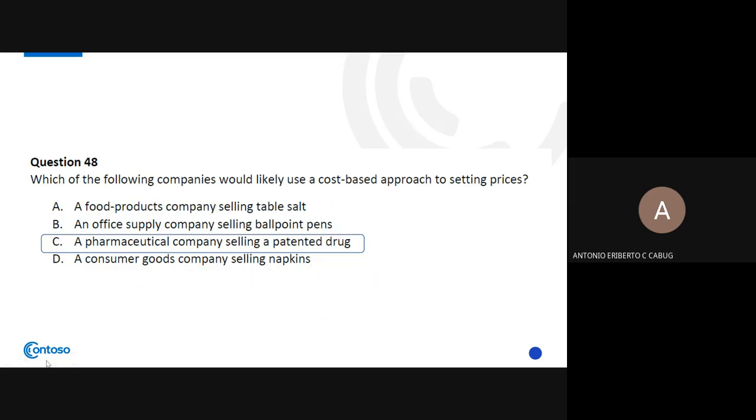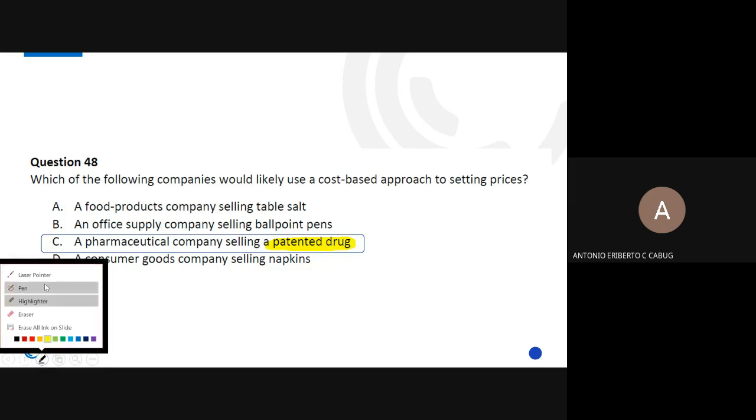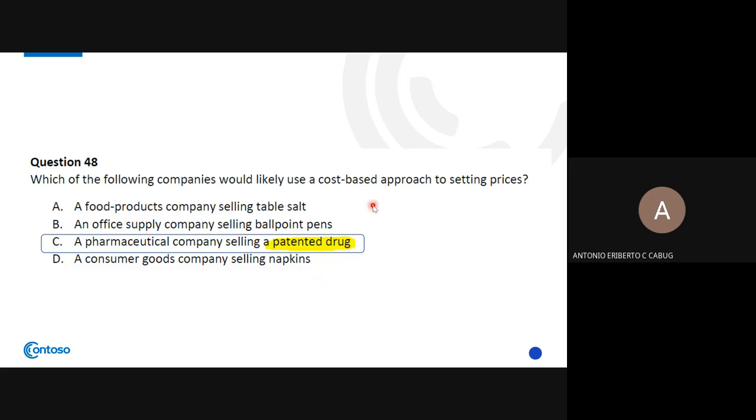But if we are talking about a patented drug, chances are only they have it, no? It's a patented drug. So they are going to know how much cost they incurred in research and development, in production, and then they add a small markup on top. They're going to consider a markup. So the correct answer is letter C. More likely, pharmaceutical companies selling a patented drug would utilize a cost-based approach.